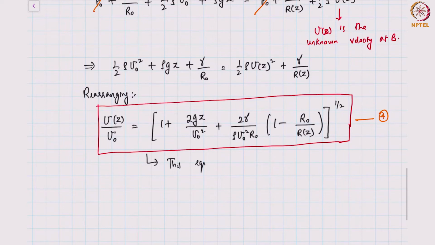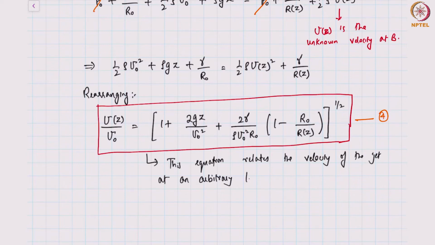This equation relates the velocity of the jet at an arbitrary location Z in terms of the radius at that location, which is R of Z. Alright.